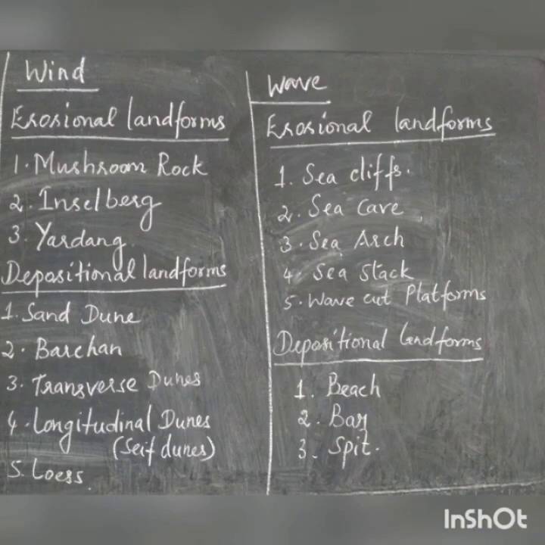The last of the erosional landforms of waves, wave cut platforms. The flat surface found at the foot of sea cliffs is called a wave cut platform. A wave cut platform is also referred to as a wave cut bench or terrace.